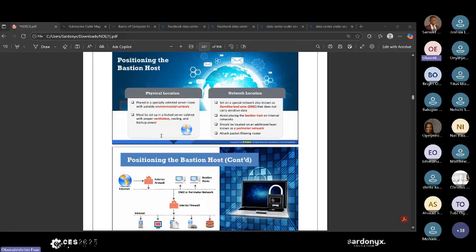It can also be placed in the DMZ. We still talk about the demilitarized zone, which does not carry sensitive data. Avoid placing the bastion host on the internal network, because that's what I just said now: people can do privilege escalation. It should be located on an additional layer known as the perimeter network, and a packet filtering router should be attached to it.